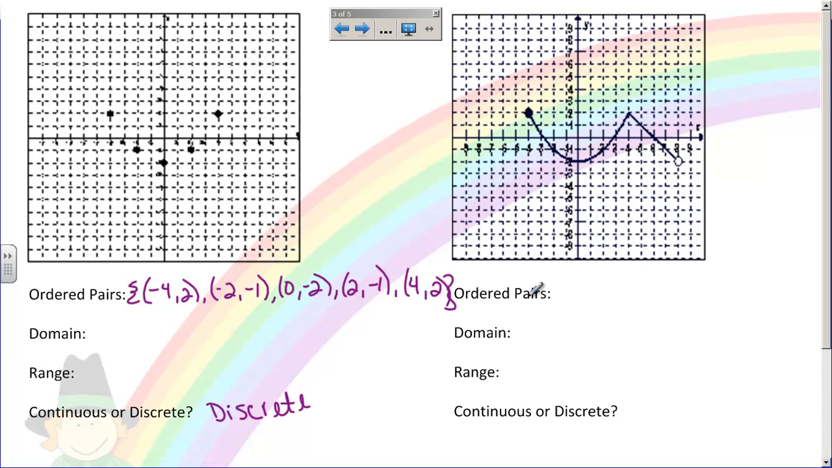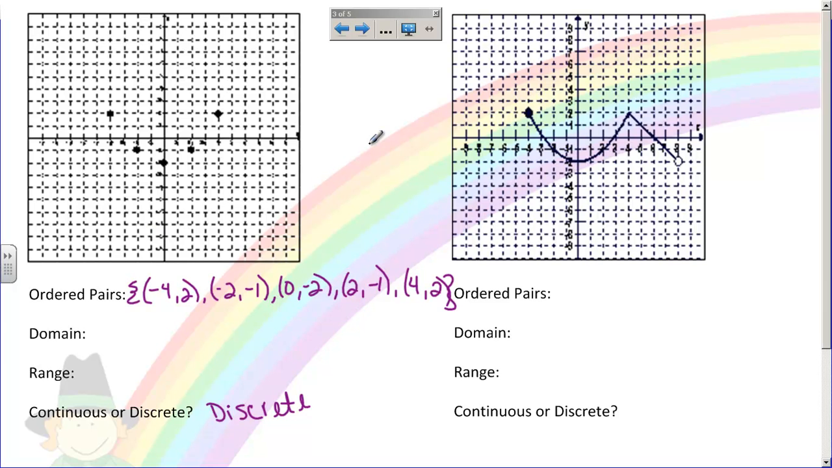So there are the ordered pairs for that graph. They are listed out from left to right, so that at least the domain, or the x values, go from least to greatest. The next thing we are asked to do is to write the domain for this graph, for this function that is graphed right here.